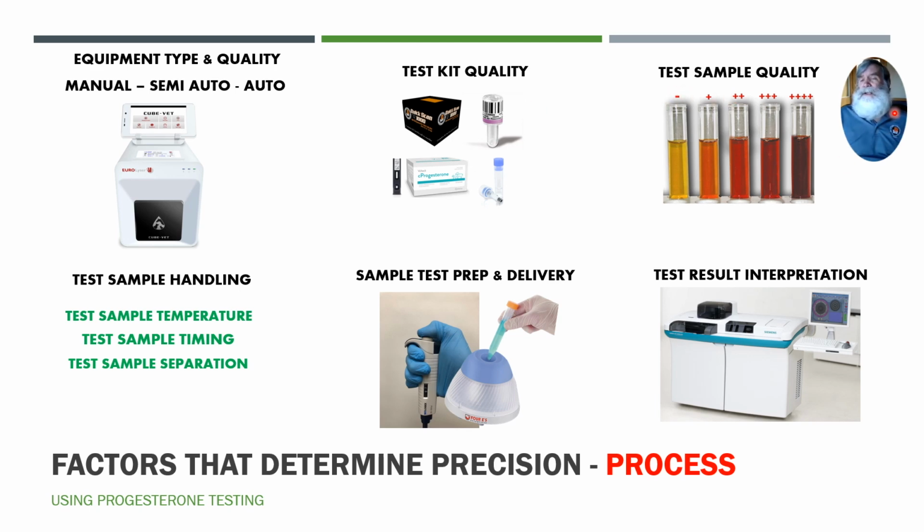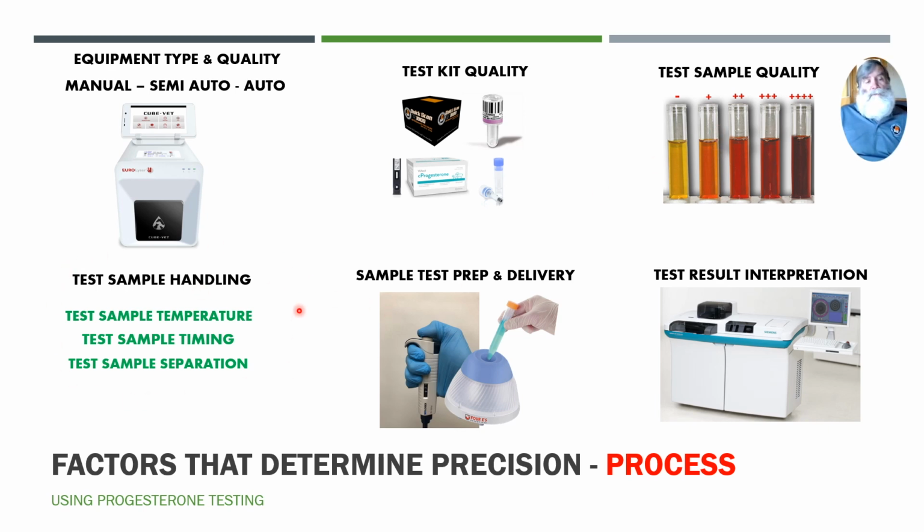Test sample quality is a big one, and it affects dog breeders and vets when they're using any kind of analyzer. It wouldn't matter if it was an automatic or a manual system. If your sample quality is poor, say you draw it out and you hemolyze, you rupture all the red blood cells, that's going to affect your sample. If it's clotted, if it's got fatty deposits in it, there's a number of other things. So your test sample has a great deal to do with the precision of your testing.